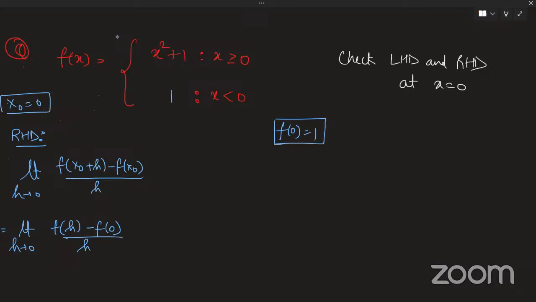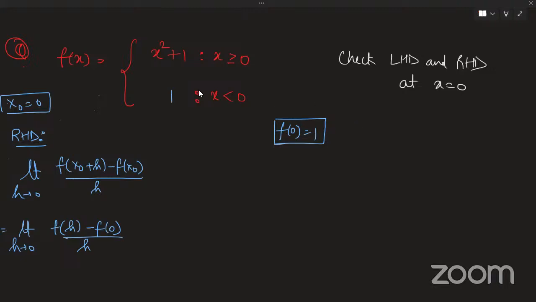Vignesh, you just check the value at x equal to 0. How is f of 0 equal to 1, sir? Because when x is greater than or equal to 0, it is x square plus 1. So when I substitute x equal to 0, it will go for this function x square plus 1. So 0 square plus 1, which is 1.